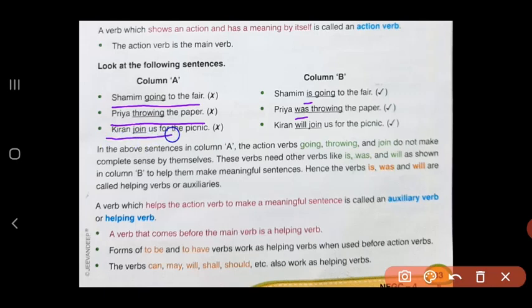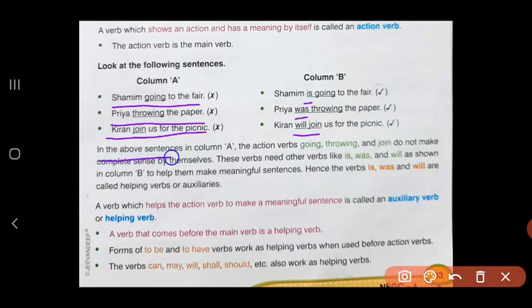Kiran, join us for the picnic. This is wrong. If I add the verb will, the sentence becomes Kiran will join us for the picnic. This shows us that the action is happening in the future tense. So is, was and will are all helping verbs.